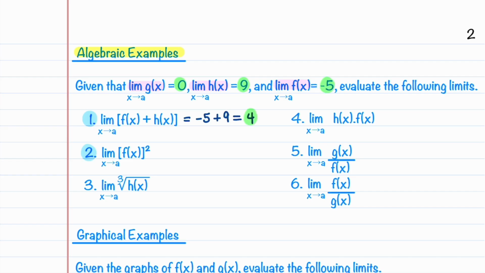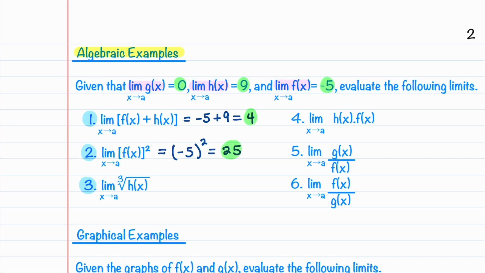Let's look at example 2. We're going to use the power law for this example. We're going to evaluate the limit of f of x squared as x approaches a. This just means we can pull the limit inside, and we're going to take the limit of f of x, which is minus 5, and then we're going to square that, and we end up with 25.